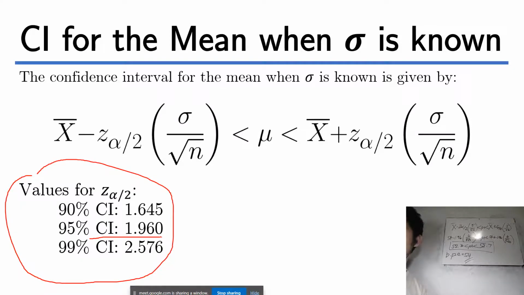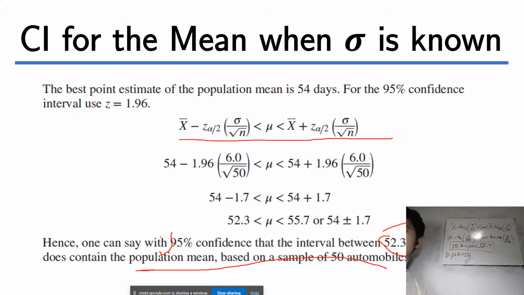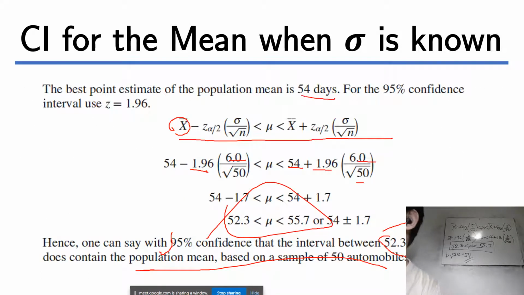Okay? 1.96. Basta yun yung mga tatlong value. Pag 90% sinabi, 1.645. Kapag 95%, 1.96. Pag 99%, 2.576. Okay? Ngayon, substitute natin. 54 minus 1.96 times 6 over square root of 50. 54 plus 1.96 times 6 over square root of 50. So, simplify nyo lang, we get this, no? Best point estimate of the population is also the sample mean. So, yan, 54 days din, no?